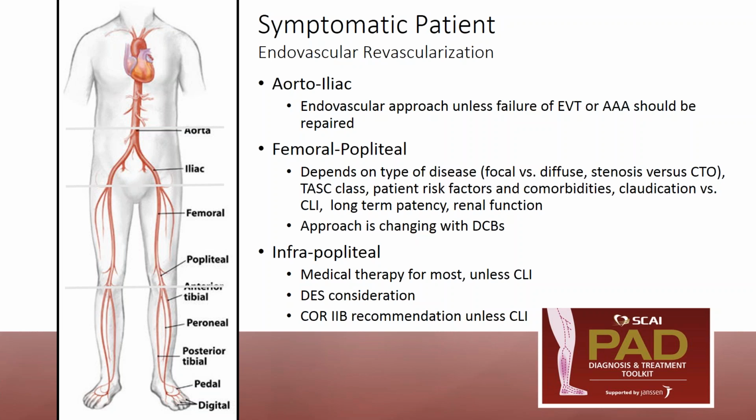Here, drug-eluting stents are really a consideration. We've had 5 randomized controlled trials looking at that, showing a benefit of infrapopliteal drug-eluting stents for short lesions. However, as all of us know, very rarely do you just see focal stenotic lesions in these patients. Usually it's diffuse. And endovascular therapy for the infrapopliteal vasculature is a category 2B recommendation unless CLI is present.